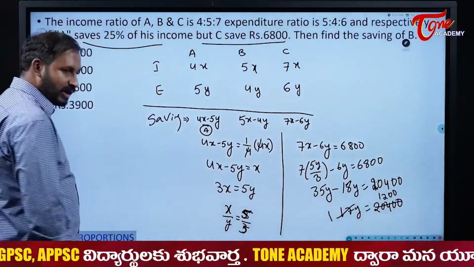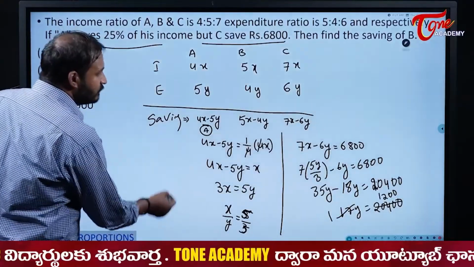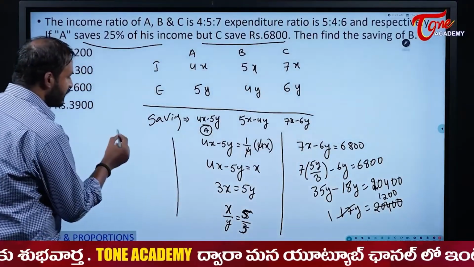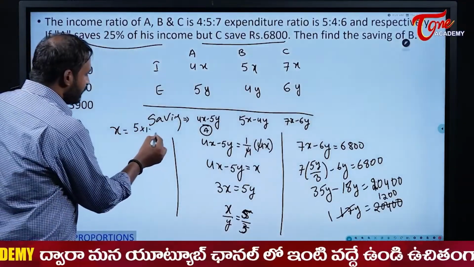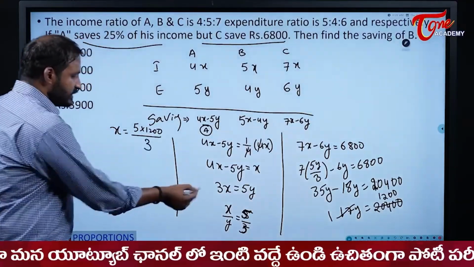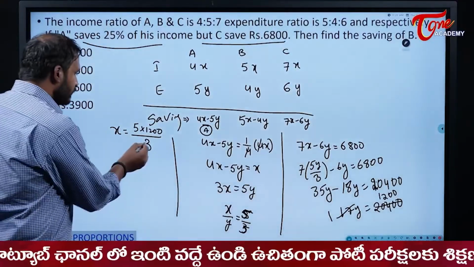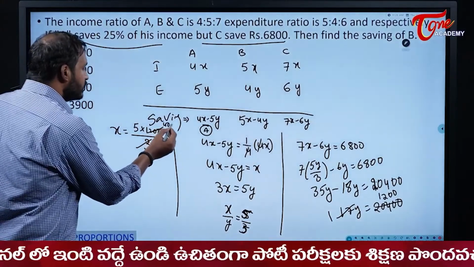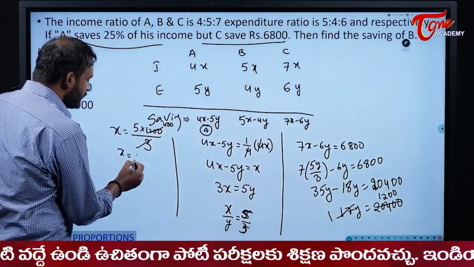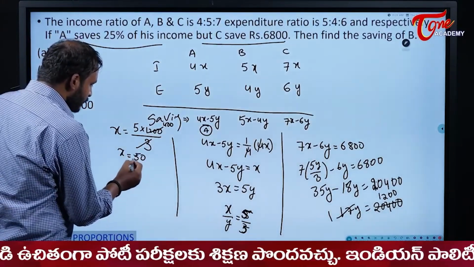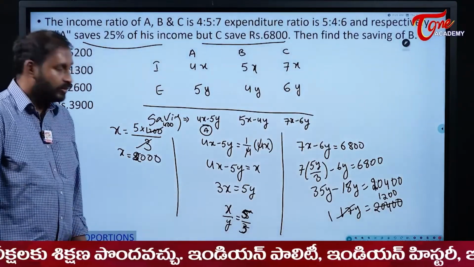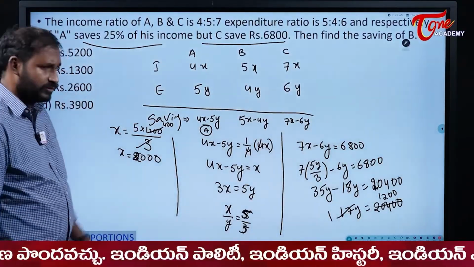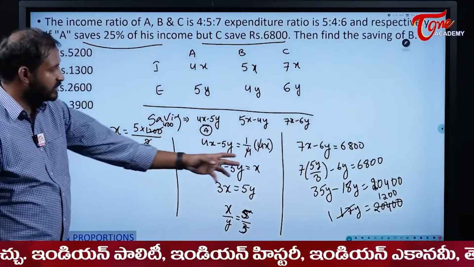If y value is 1200, what happens to my x value? Y value is 1200 means x value becomes what for me here? 5 into 1200/3. Why? Because x value is equal to 5y/3. So this becomes 5 into 400. So x value will become how much for me? 2000. X value is 2000, y value is 1200.